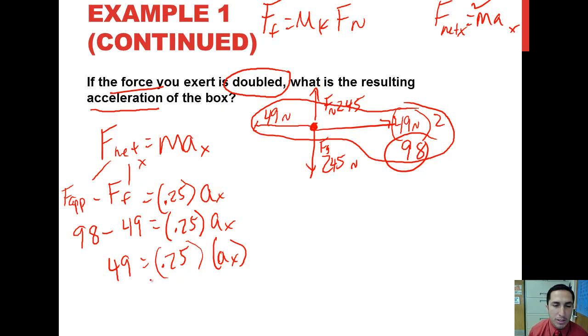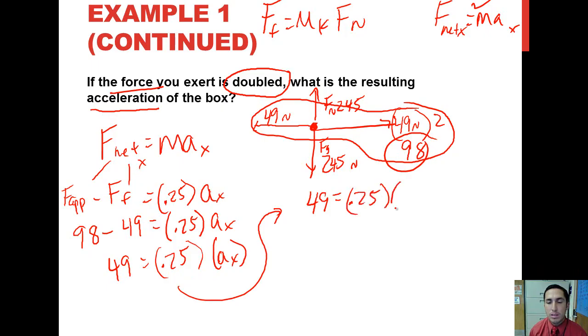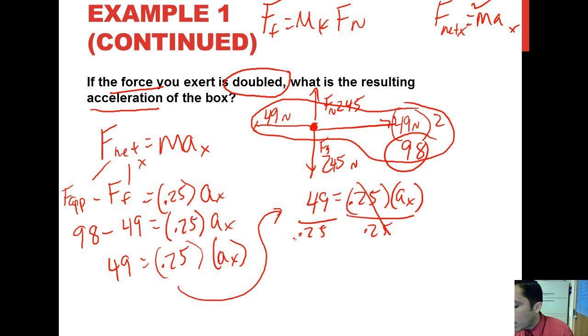So how do you solve for this? You're going to need to divide 49 by the 0.25. Let me go ahead and rewrite right here, 49 equals 0.25 a. If you don't know the algebra, I'm going to show it to you right here. The 0.25 reduces to 1, so we ignore it. It cancels out, but it doesn't really cancel out. It turns into a 1. And you've got 49 divided by 0.25. That gives you 196. Whoa.